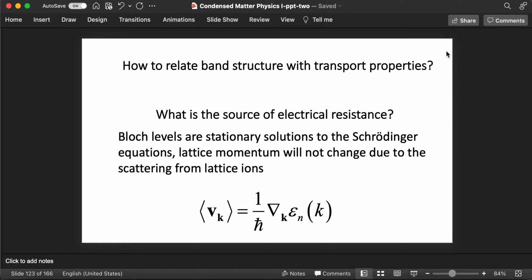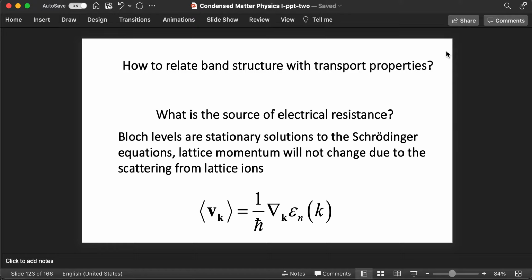Now, one of the most striking results of our study of Bloch electrons is that the Bloch levels, or the Bloch energy states, are basically stationary solutions to the Schrodinger equation. That means they just give you a nice eigenvalue, that is the band structure En of k. That means that although you take the electron and put it inside the periodic potential, the lattice momentum will not change because of scattering from the lattice ions, because of ionic scattering, and the velocity, as we saw, is time independent. This is extraordinary. So if that is the case, then how do you get resistance?